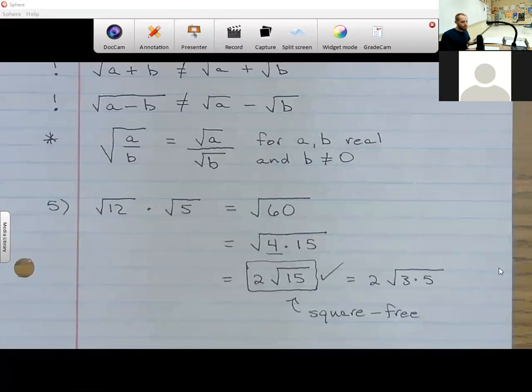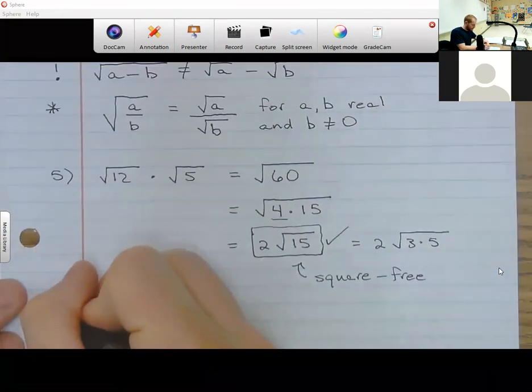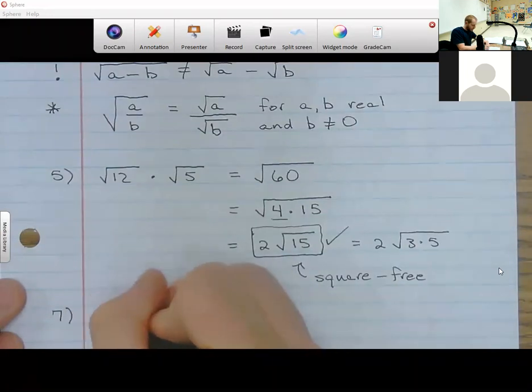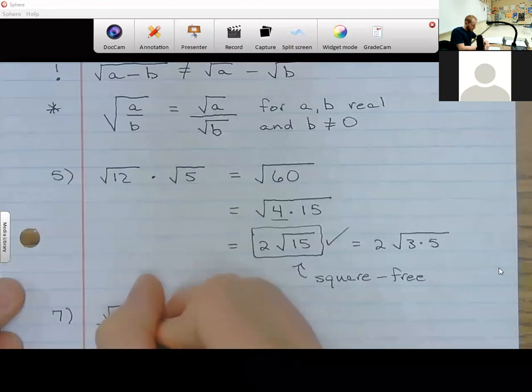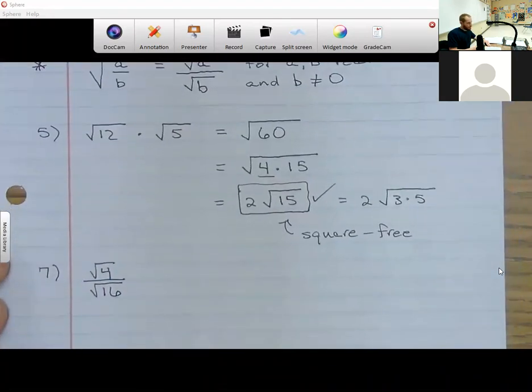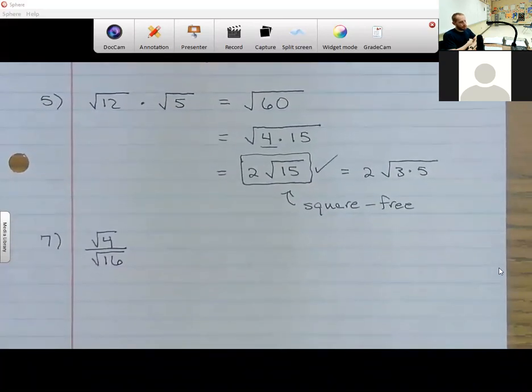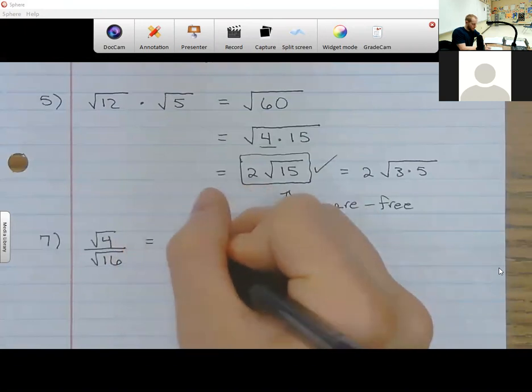We're going to do number 7. And I think that's the last one we're going to be able to do today. 7 is square root of 4 divided by square root of 16. Okay, for this one, there are a couple ways we can do it. We can start by taking square roots first. I think that'll be fine. So what's the square root of 4? That would be what? 2?